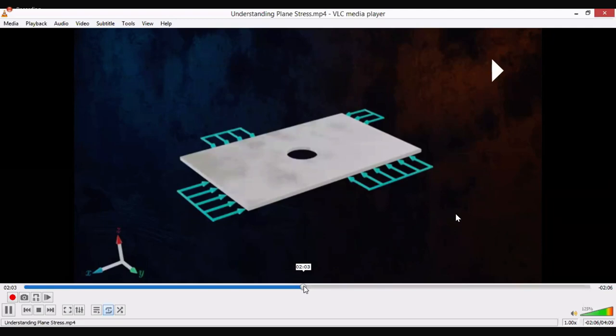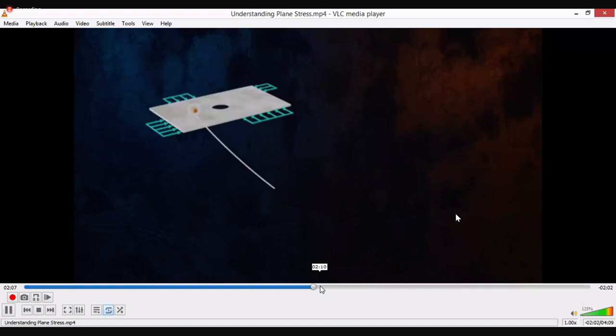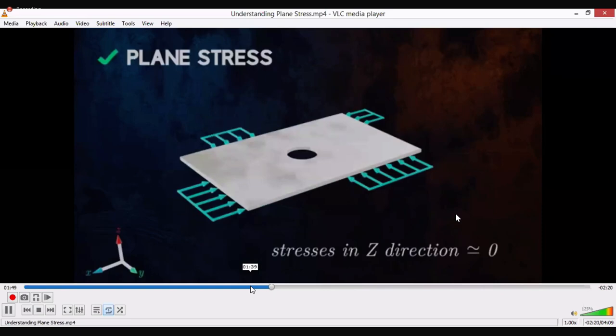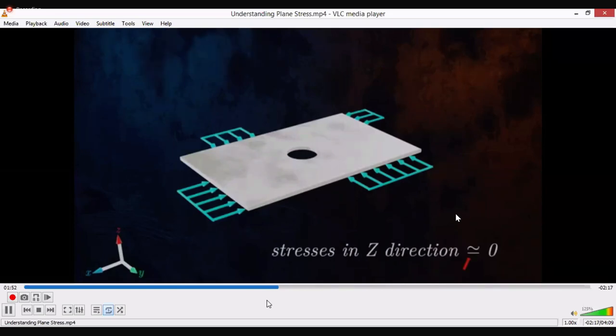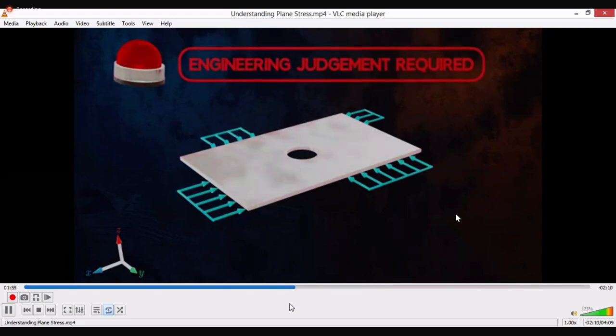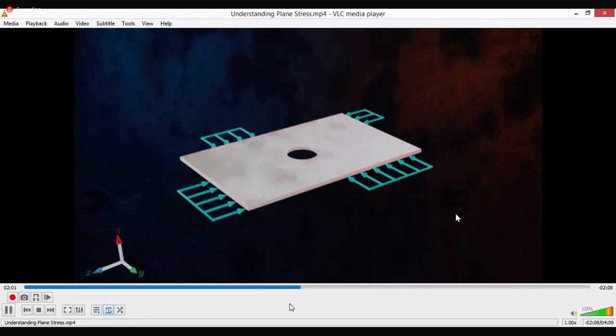Because the only non-zero stresses are acting in the XY plane, a condition of plane stress applies. Of course, in reality, the stresses in the Z direction are unlikely to be exactly zero. Deciding whether a plane stress condition is applicable will always require a degree of engineering judgment. Why is the plane stress assumption useful? We can answer by taking a look at a stress element in our perforated plate.